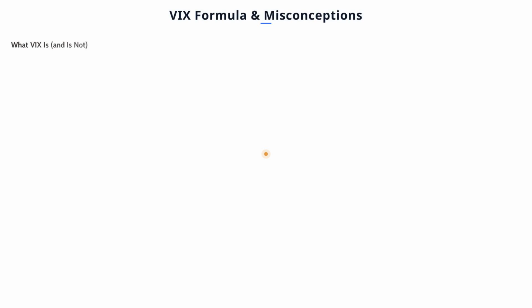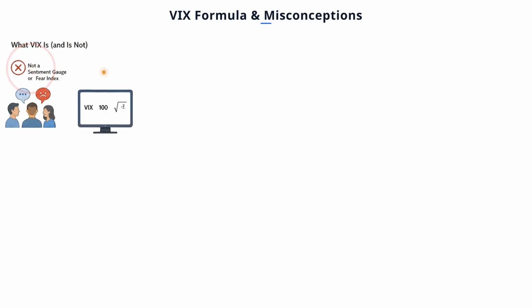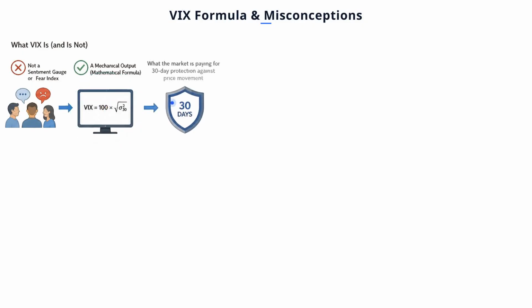The Volatility Index, or VIX, is frequently mischaracterized as a sentiment gauge or a fear index, implying it reflects the collective emotional state of market participants. In reality, the VIX is a mechanical output, a mathematical formula that reverse engineers the prices of S&P 500 options to determine what the market is paying for 30-day protection against price movement. It functions as a variance swap replication engine rather than a survey.